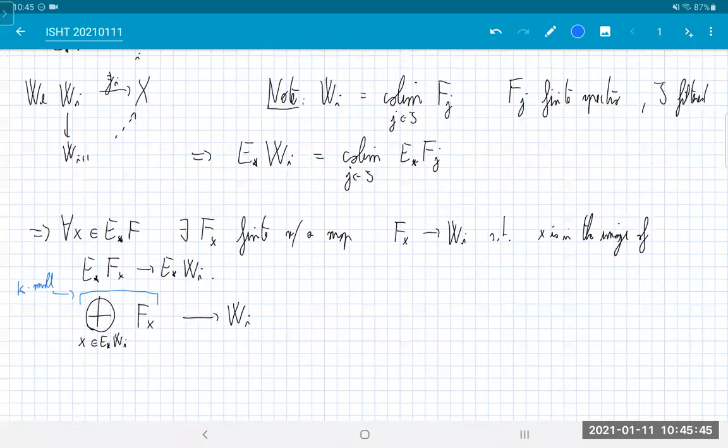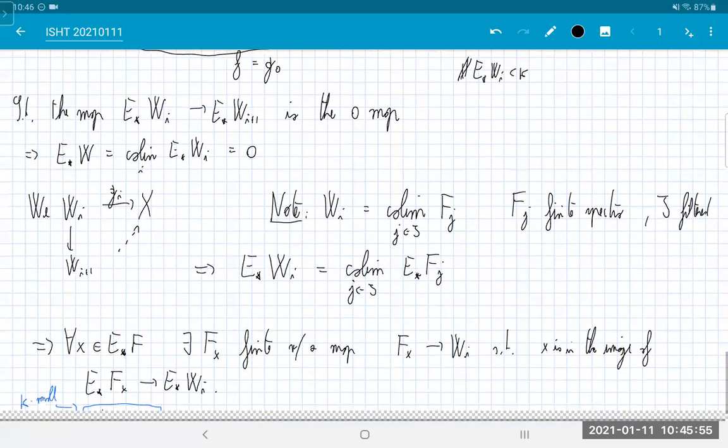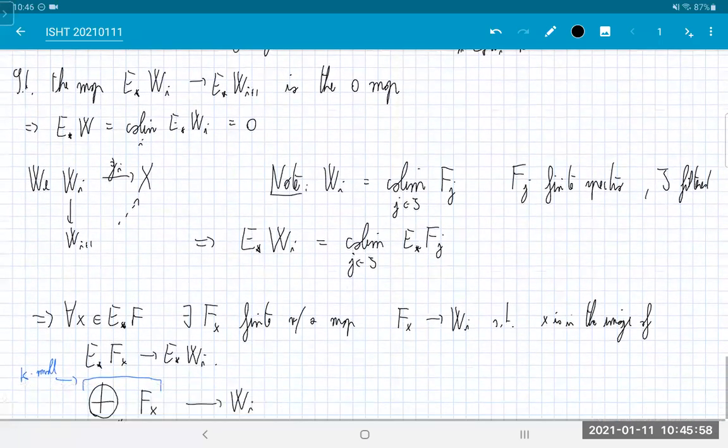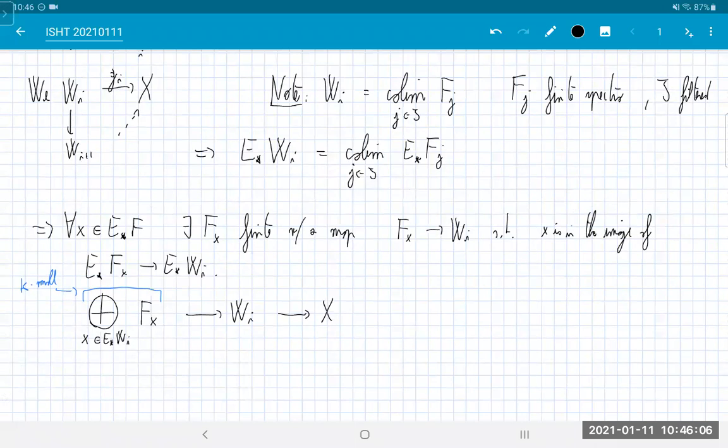Yeah, I should have said that in the induction I also want the cardinality of E star Wi less than kappa. That's an important element in the induction. I should mention it. Okay, sorry, let's go back. So we have this map.